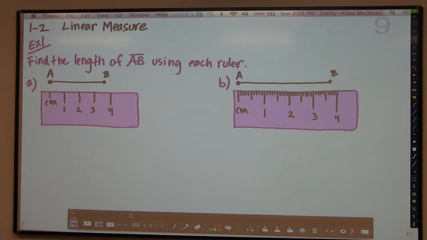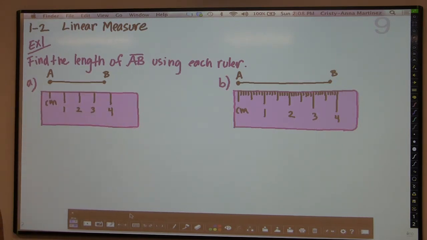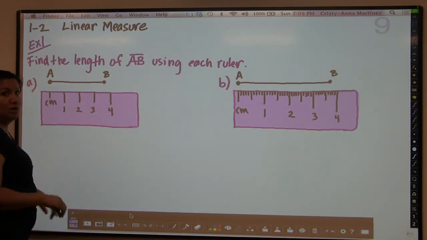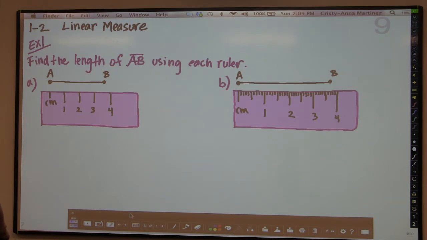Unlike a line, a line segment, or you could just call it a segment, can be measured because it has two endpoints. So we can measure a line segment because it actually starts and stops. You can't really measure a line because it goes on forever, but you can with a line segment. So what we're going to do today is talk about how to measure line segments, and also about some notation when you're measuring line segments.